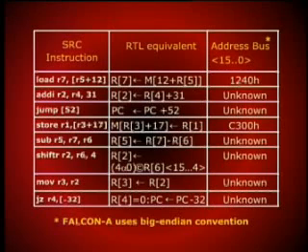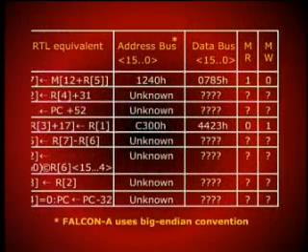The first instruction is load R7, within square brackets R5 plus 12. The RTL equivalent is given as the contents of memory location 12 plus the contents of register 5 are transferred to register R7. So R7 is the destination address. The effective memory address is given by the contents of R5 plus 12, which is a constant given as a part of the instruction. Then we need to tell what is available on the external address and data bus.